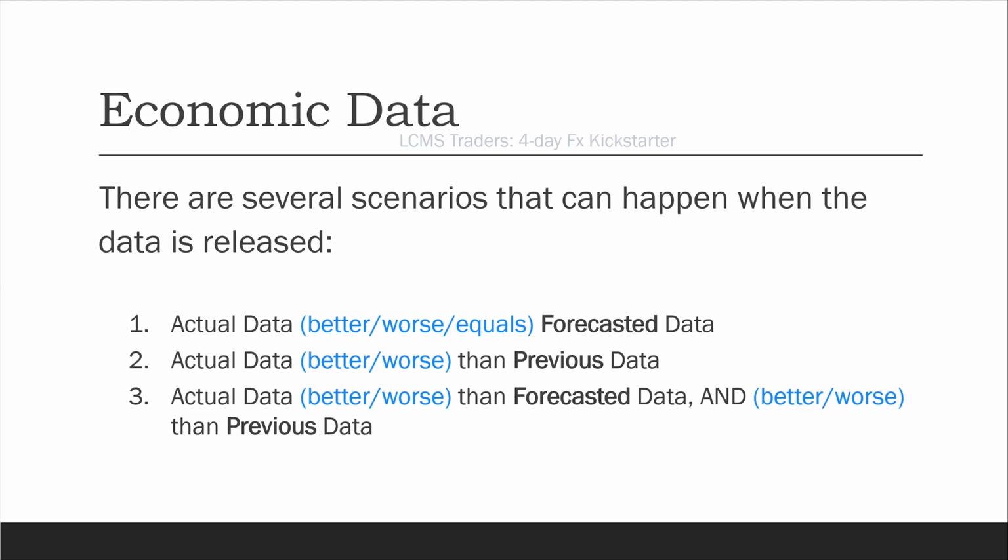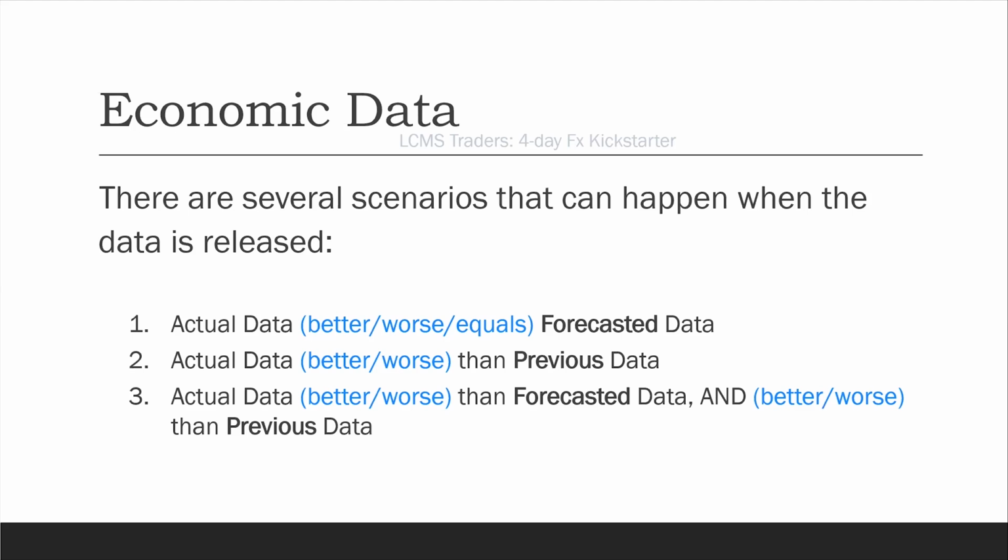Second scenario is when actual data is better or worse than previous data. So actual data being better than previous, again, could result in that strengthening or the increase in price. Actual data being worse than previous could probably relate to a weakening or dropping in price of the currency.